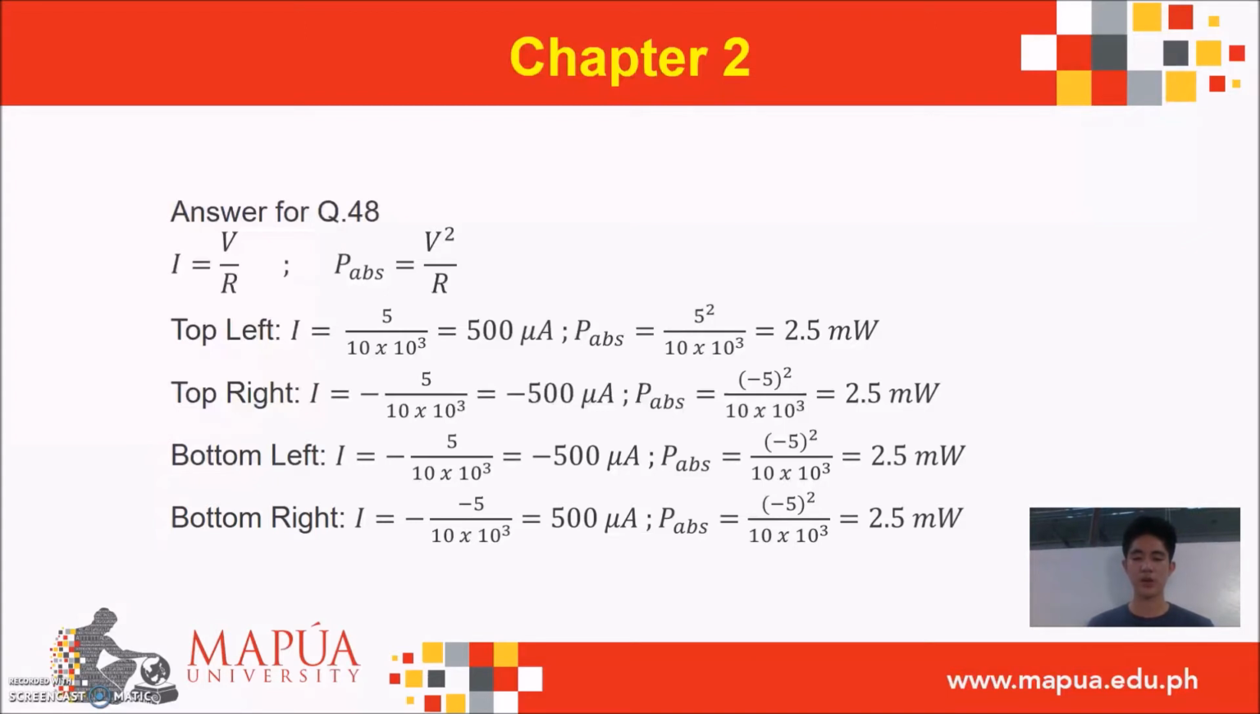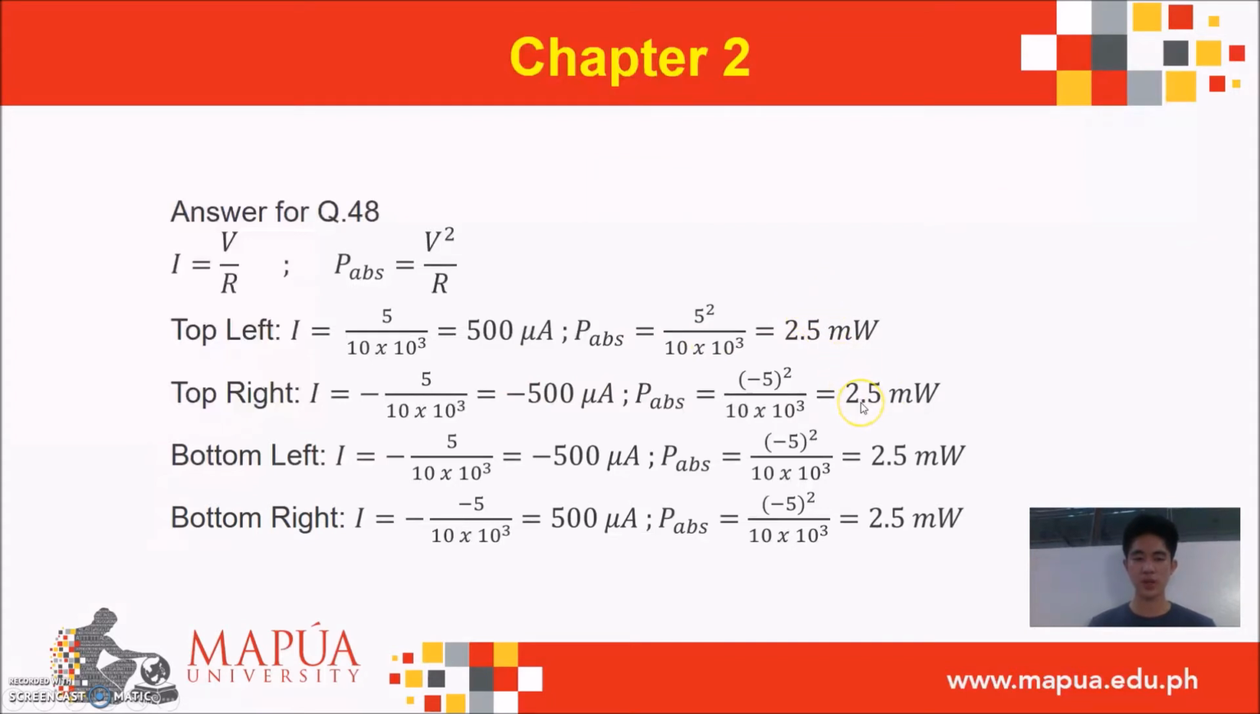Again, power absorbed equals negative 5 squared over 10 times 10 to the cube, which will give us 2.5 milliwatts. And for the last one, the bottom right, I equals negative 5 over 10 times 10 to the cube, which equals 500 microamperes. Power absorbed equals the quantity negative 5 squared over 10 times 10 to the cube, which equals 2.5 milliwatts. As you can see, the powers are all the same.